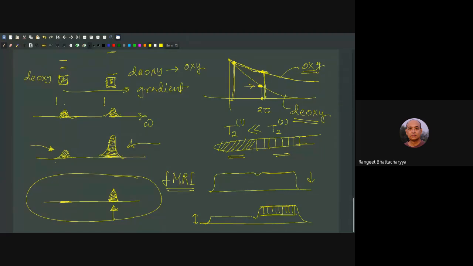Not much. All right, no problem. So I'm kind of done with what I wanted to tell you, that you need T2 weighted images for getting the functional MRI. So that part is kind of done.